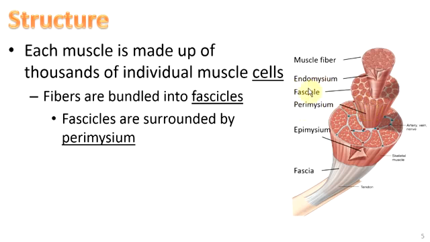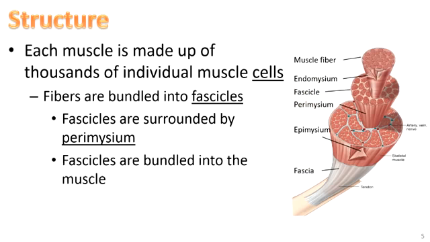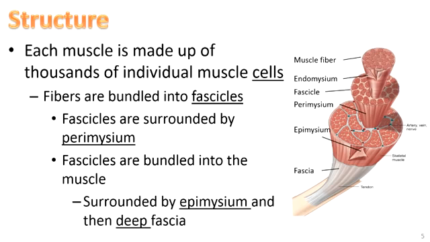If you remember, endo means within or inside, peri means around. When we bundle the fascicles together, that's when we end up getting what we call a muscle, and they are surrounded by the epimysium. Epi means, as you remember, upon. Then we have a further connective tissue membrane surrounding those, called deep fascia, which is this white thing here, and we'll learn later that it is what becomes the tendon.